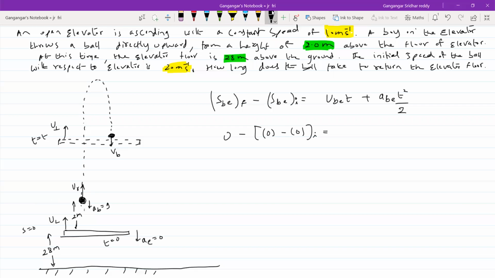Velocity of ball. So we don't know how to get the velocity of the ball. So here, what is the formula? Sir, SB initial is 2, sir. Oh, yes, I'll come back.